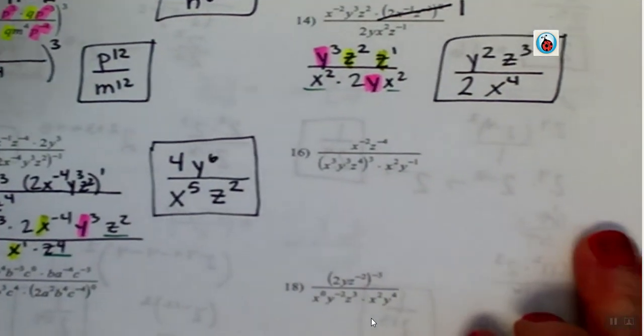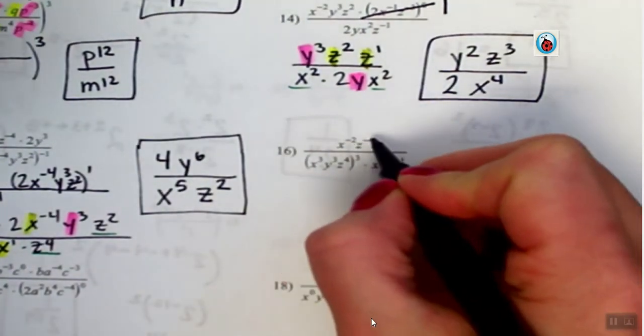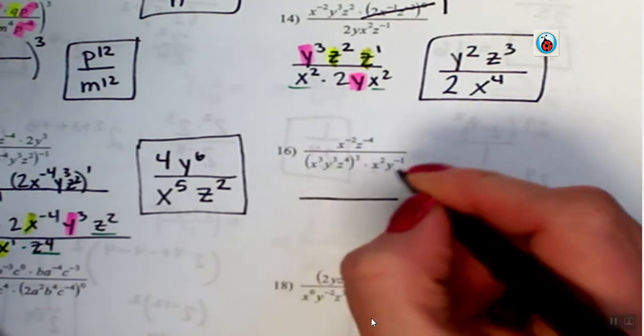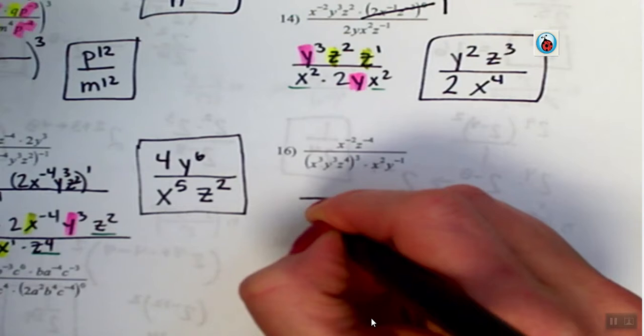All right, let's look at the next one. I see 2 negative exponents, 3 negative exponents, and 1 grouping. So I'm going to move the items first.